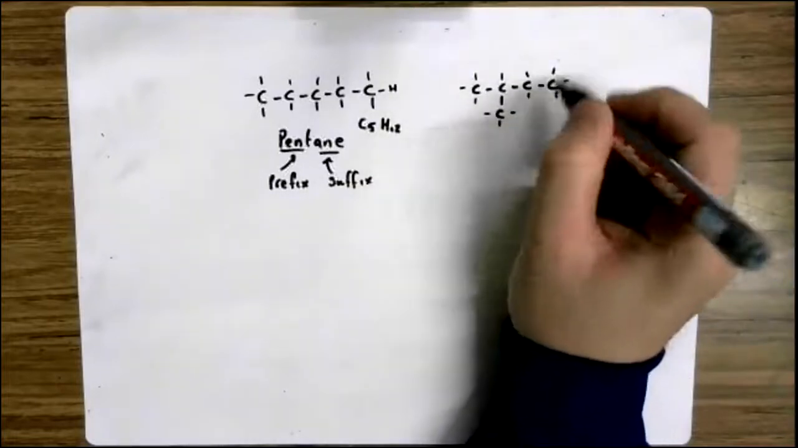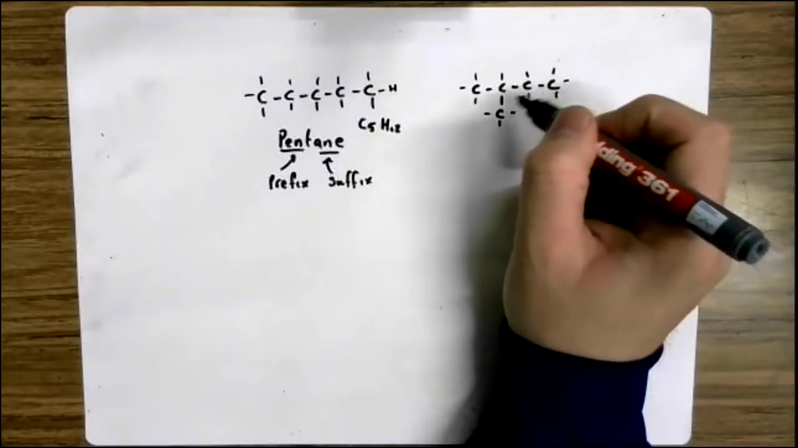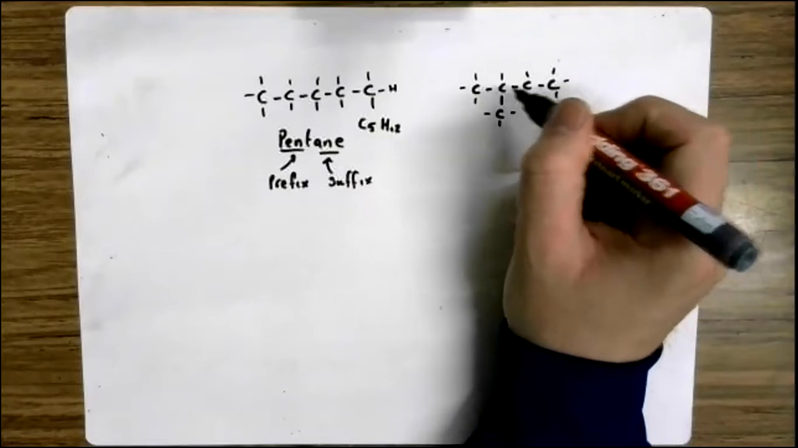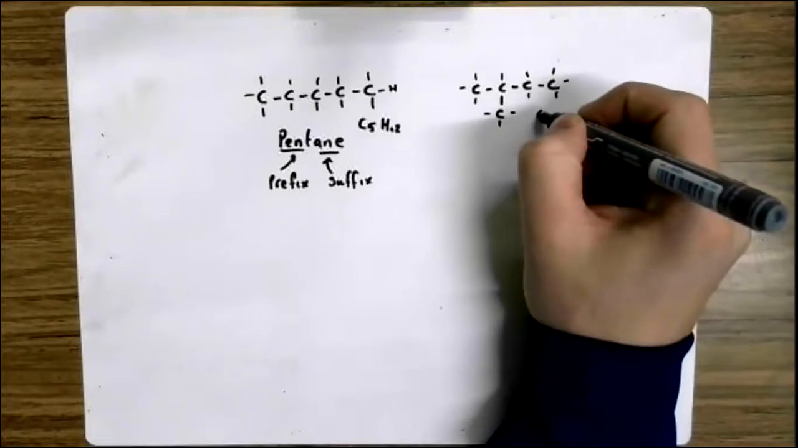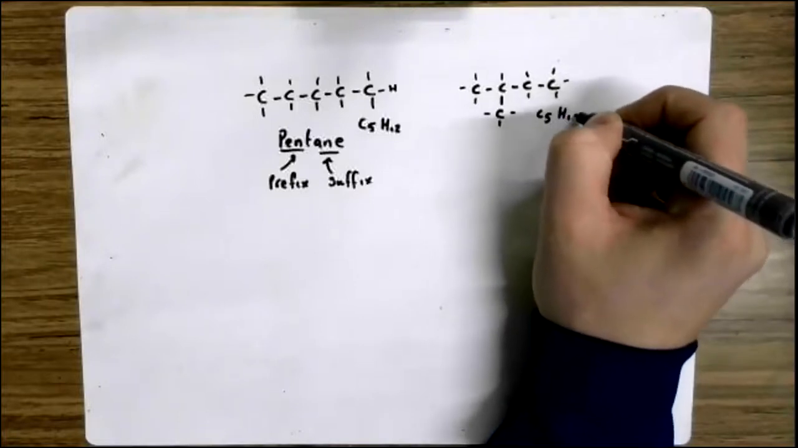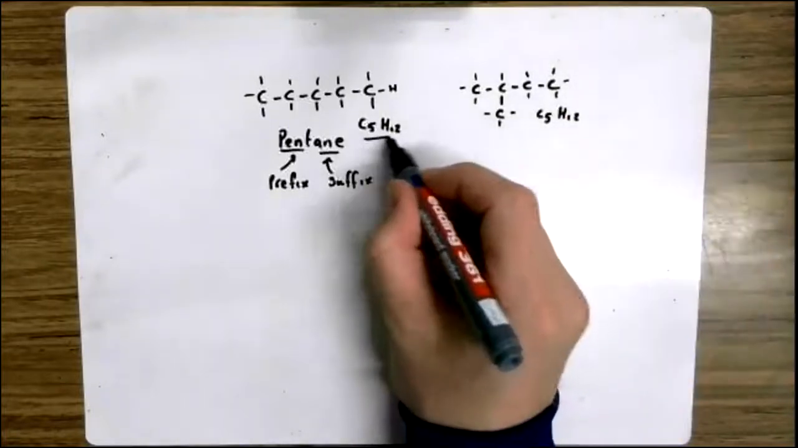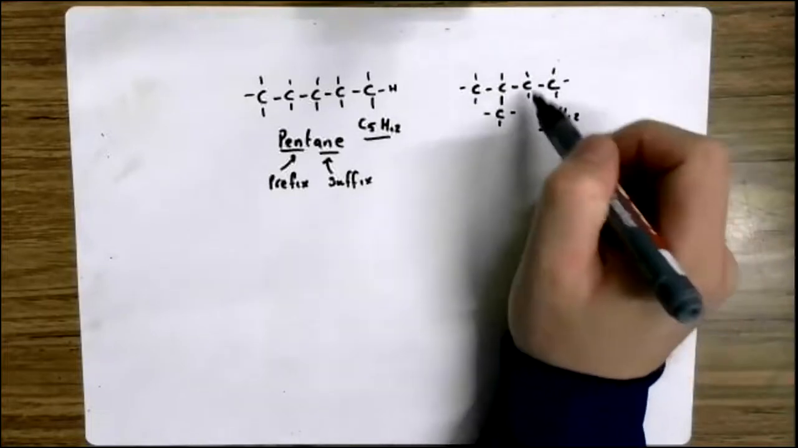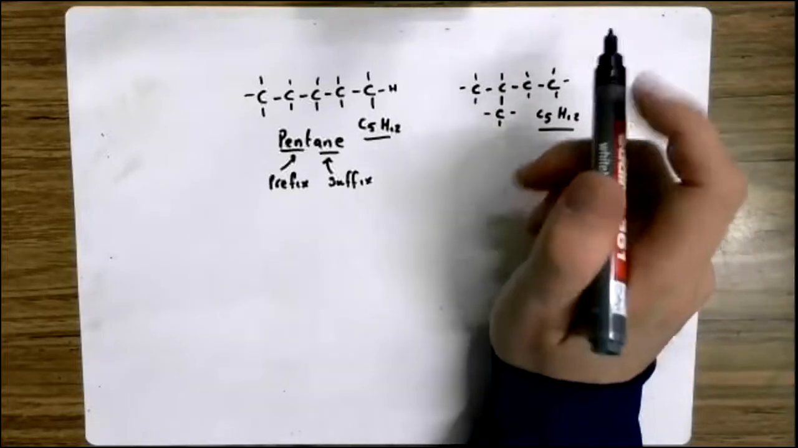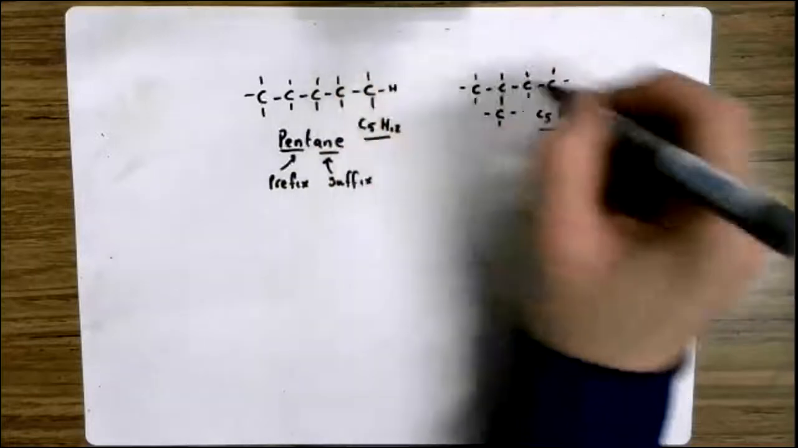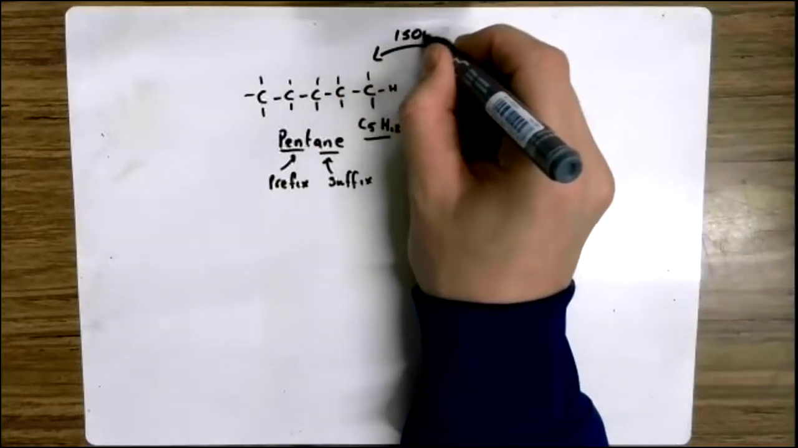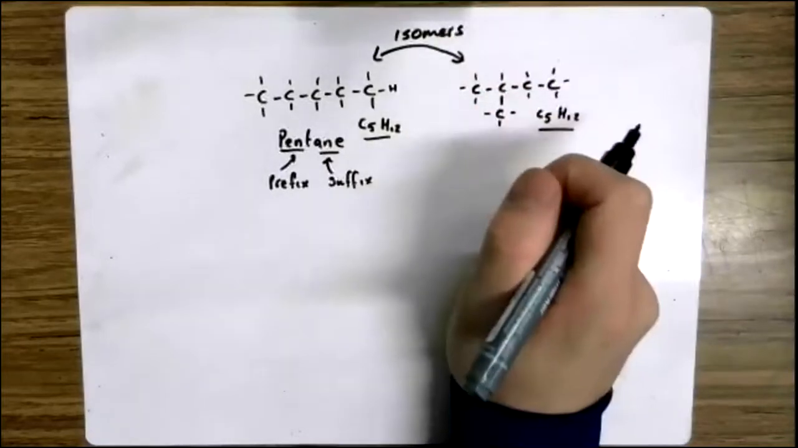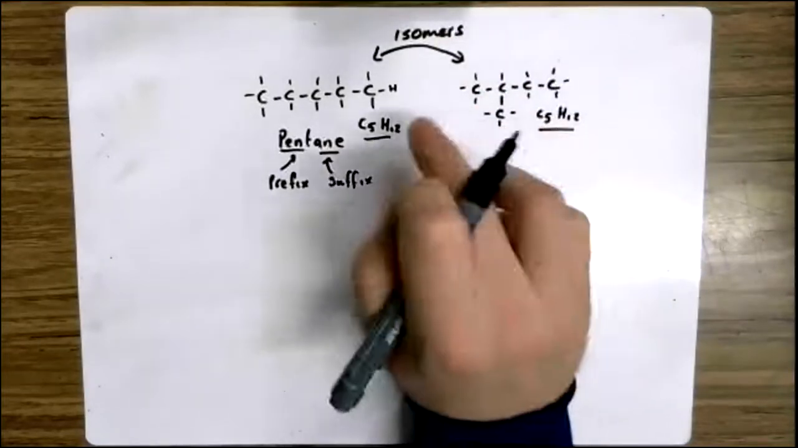Now, this one looks different because we've got not 5 carbons in a straight chain. We've got 1, 2, 3, 4, 5 carbons still though, so it's C5, and if you count all the hydrogens, you'll learn that it's also H12. So both of these have the same molecular formula, but they're clearly not the exact same substance. So we say that these two things are isomers of each other, isomers. Okay, so they have the same molecular formula, but different structural formula.